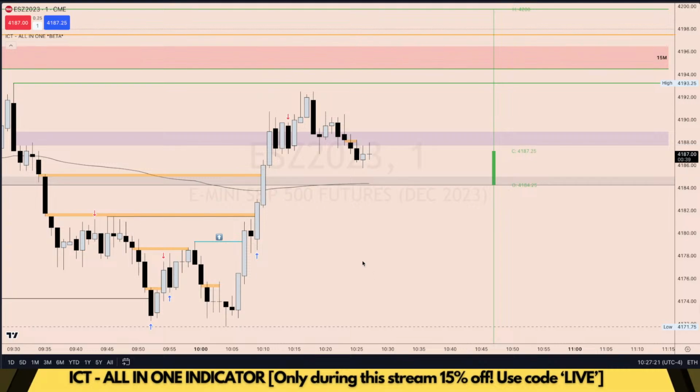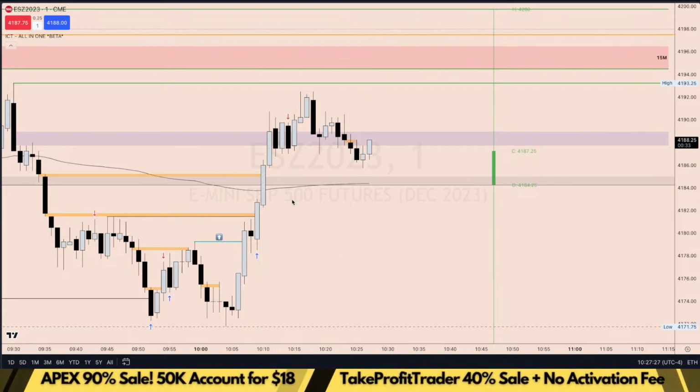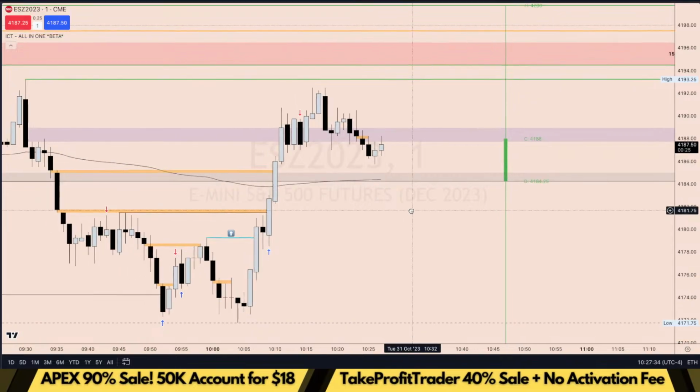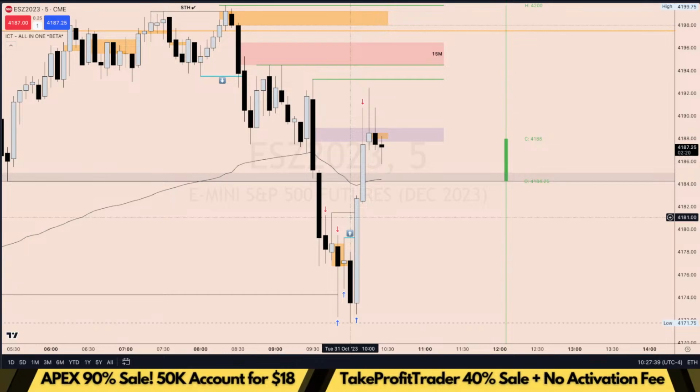Right now, I'm not really sure what the market is going to do. I suspect continuation to the upside, filling some inefficiencies maybe on the higher time frame. But for an entry, a scalping entry here on the 1 minute, it would be too early. On the 5 minute, it's hard to really call it a displacement.